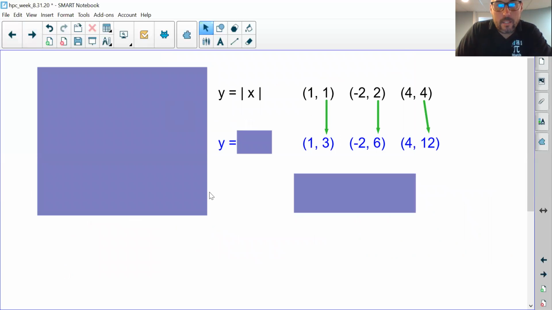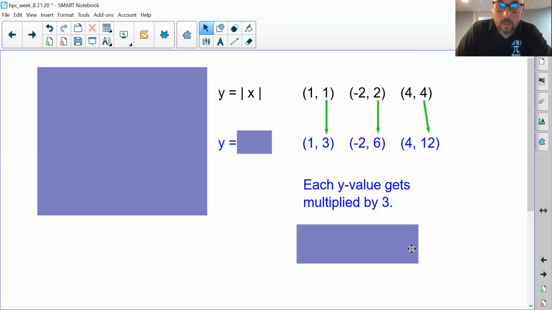And then our last one. Let's see if we can work backwards. The parent function is absolute value of x. You don't even need to know that. What you need to guess is what is underneath here based on these 3 clues. Notice the x values did not change. What is going on with the y values? Every single y value is being tripled. So you're multiplying every y value by 3.